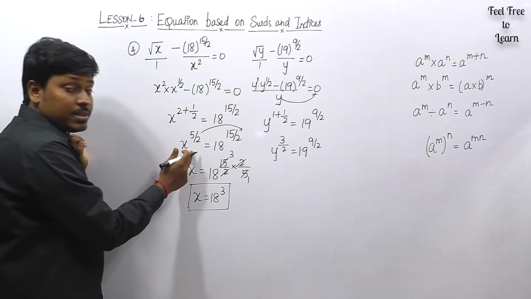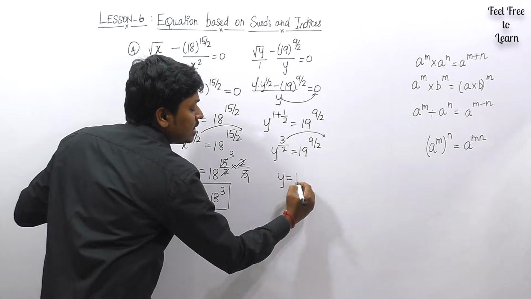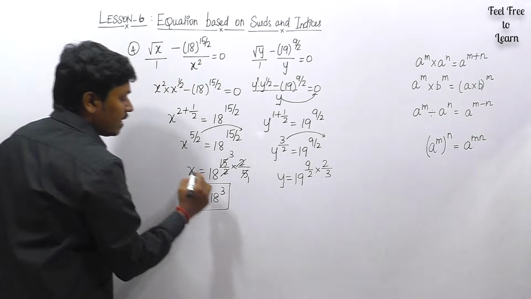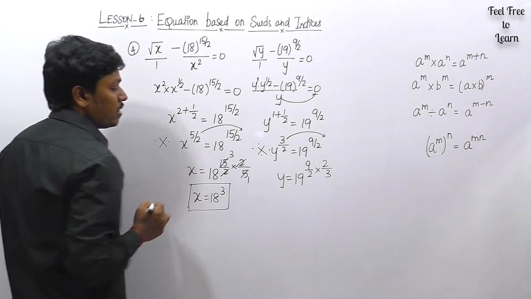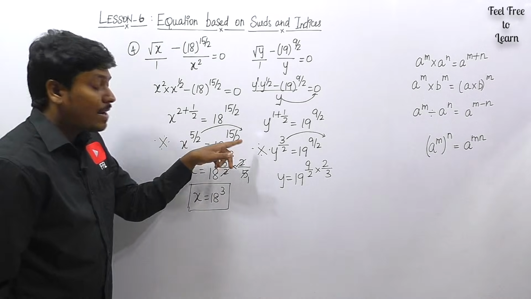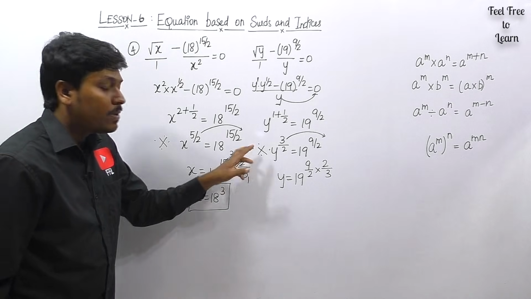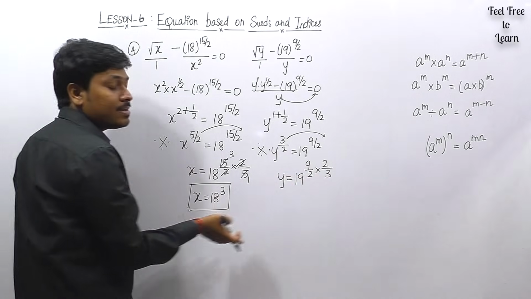So friends, similar to this case, when you bring this 3 by 2 towards the right hand side, it becomes y is equal to 19 power 9 by 2 into 2 by 3. Friends, listen carefully. This step is most important, and similarly this step is most important. When you bring this 5 by 2 towards the right hand side, you should take the reciprocal of the number. Here it is 5 by 2, but while writing you need to write this as 2 by 5. Similarly here it is 3 by 2, but while writing you should write this as 2 by 3.